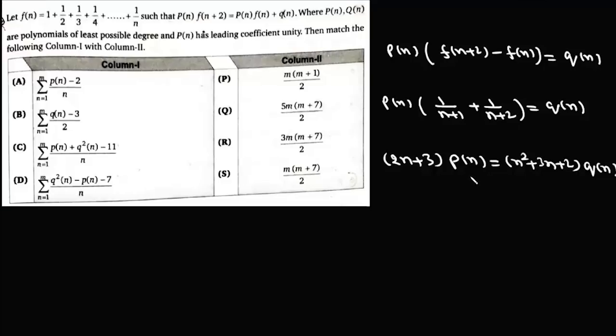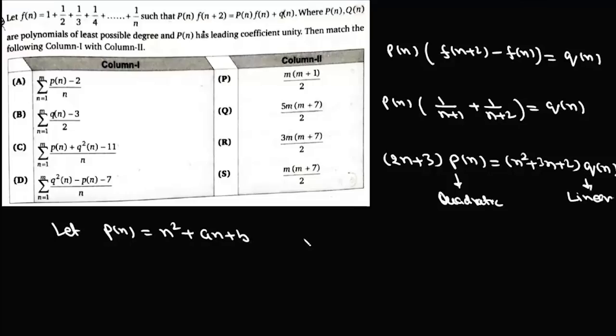Now this Pn cannot be linear because n square plus 3n plus 2 doesn't factorize to 2n plus 3. So this Pn will be at least quadratic, and therefore this Qn will be a linear term. Now it says Pn is a polynomial with leading coefficient 1. So we can write this Pn as n square plus an plus b, and this Qn will be Cn plus d.